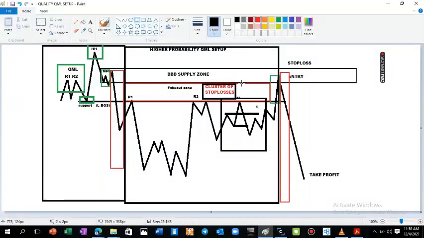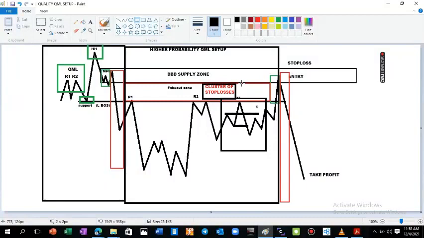You can talk about a hammer. You can talk about a bullish engulfing pattern. You can talk about the double bottom. There are a lot, so you can look for those confirmations. Of course, you can go on the lower time frame and do what we call multiple time frame analysis. Try to go on the lower time frame and look for those reversal patterns.